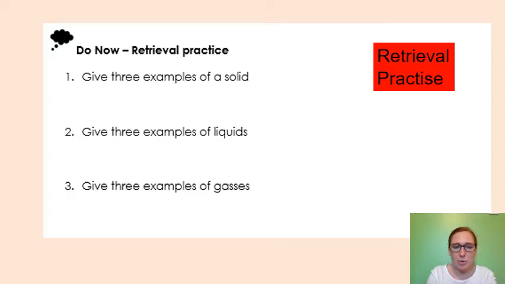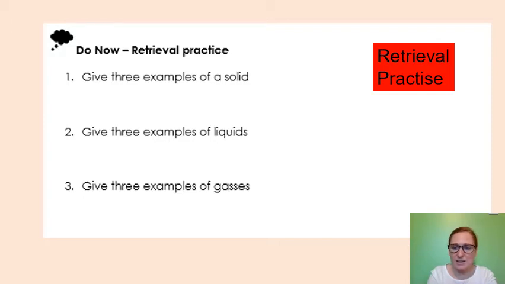Now liquids can be poured from one container to another. They take the shape of the bottom of their container. They can't be compressed or squidged. Instead, if you're trying to squish some water into a cup, it would come over the sides of the cup. So it could be something like water, squash, oil, rain, any of those types of things.